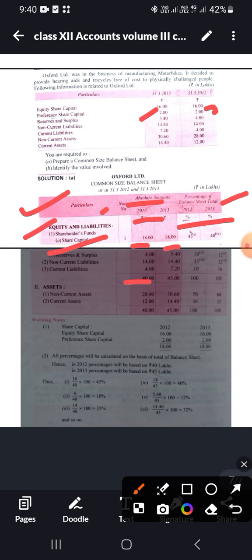Okay, so the base for the liabilities is 40 for 2012, for 2013 it is 45. Then how do you calculate? It is calculated this way. First of all you have to understand about 2012.